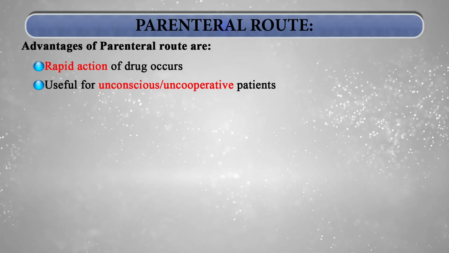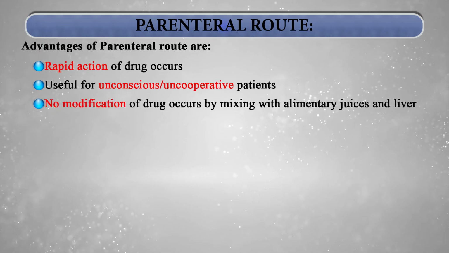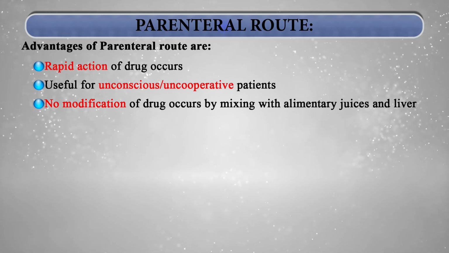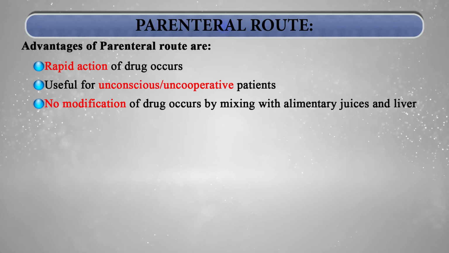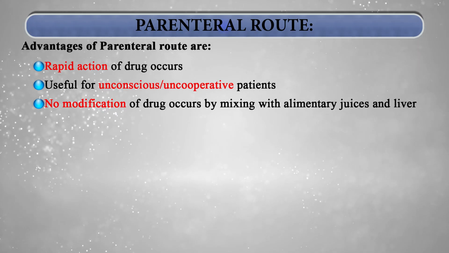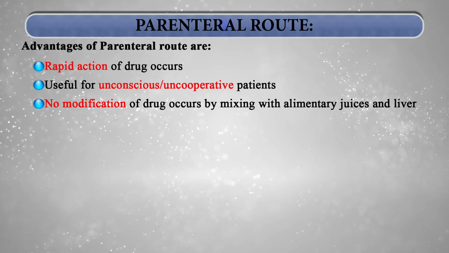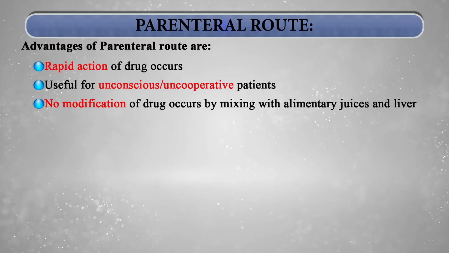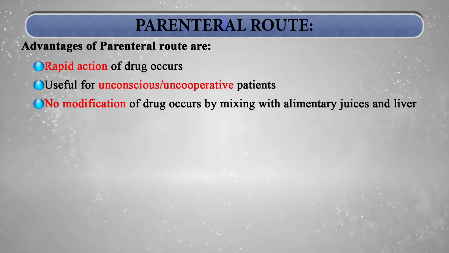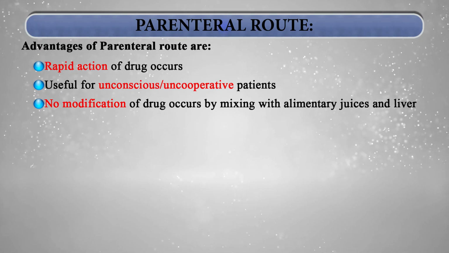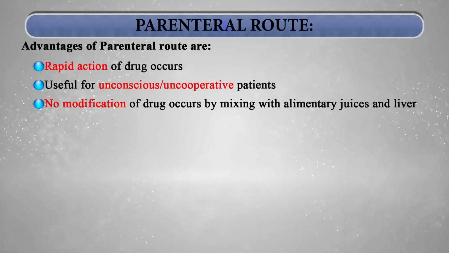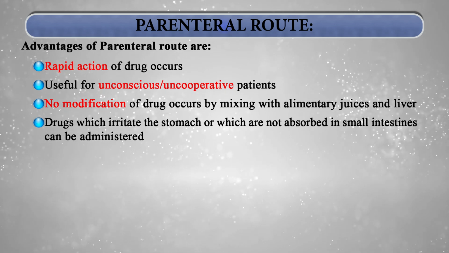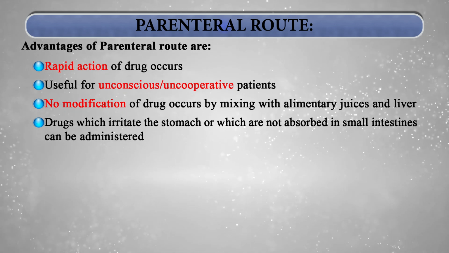Also, one more advantage is that there is no modification of the drug. What does that mean? It means that once we give the injection, the drug is taken into the system as it is. It doesn't have to pass through the stomach, it doesn't have to pass through the gastric juices, doesn't break down in the liver. So there is no modification or loss of drug in any form. The entire dose, whatever we give, is directly taken to the circulatory system. And also the drugs which irritate the stomach can be directly absorbed in the blood by this parenteral route of administration.